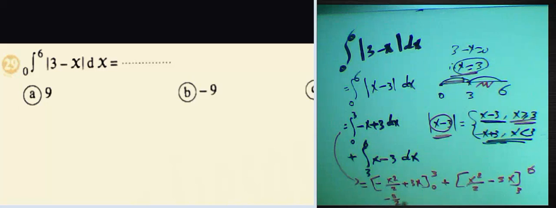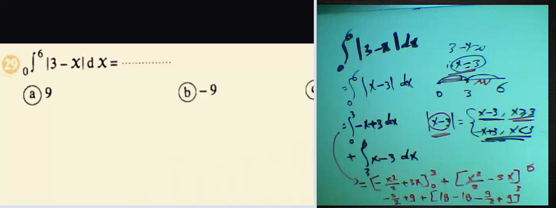It will be negative 9 over 2 plus 9, plus 6 power 2, which is 36, divided by 2 equals 18. 3 times 6 equals 18. Subtract 9 over 2, plus, negative times negative equals positive. Here 3 times 3 equals 9. And here the result will be what? We can cancel them here. 9 plus 9, 18.